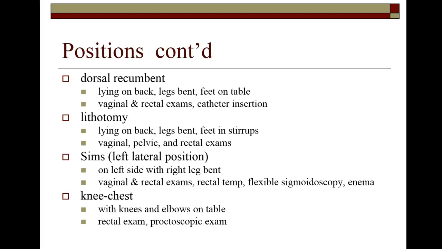The dorsal recumbent is a position where the patient is lying on the back, but the knees are bent and the feet are flat on the table. So good position for vaginal and rectal exams or catheter insertion. It's also good for some people that don't like to lie flat on their back. It makes them feel a little better.